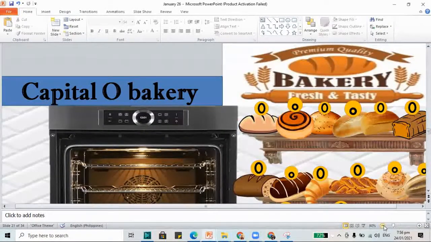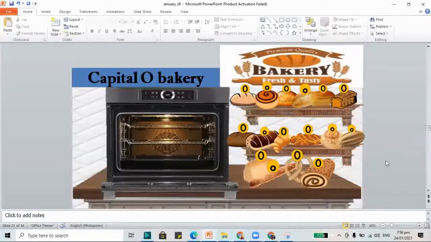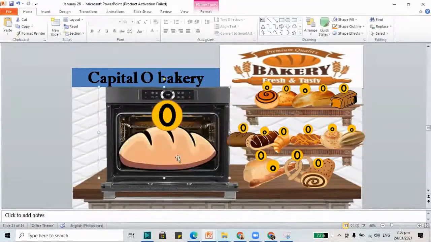Now, how about we sort our bread in the capital O bakery? Now, let's see. The bread that we need to put inside the oven needs to have capital letter O. So, how about we check the breads? Let's see. Is this capital O? Do we put it in the oven?